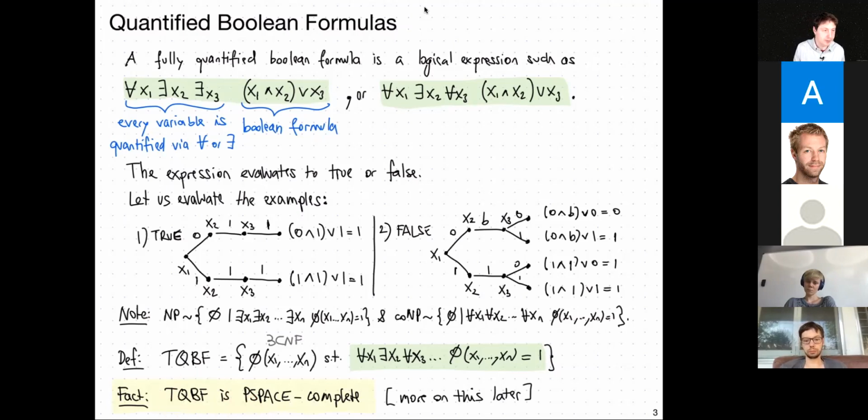Anyways, this fact is classical complexity theory. It doesn't really have to do with probabilistic proofs. It's just something that you may or may not have seen already. Any questions about what is a quantified Boolean formula and what is TQBF?